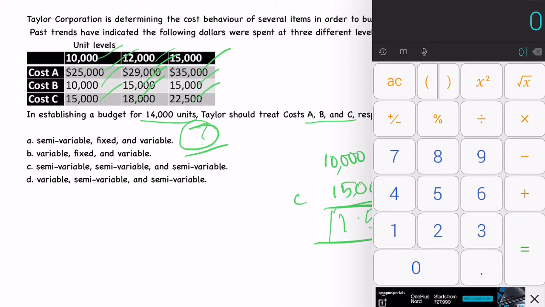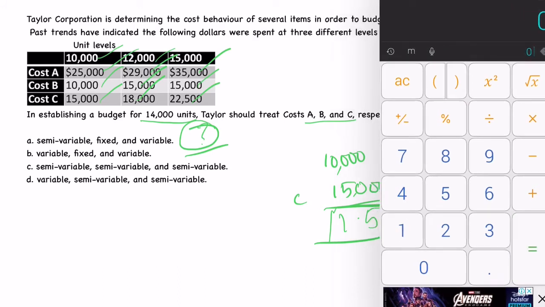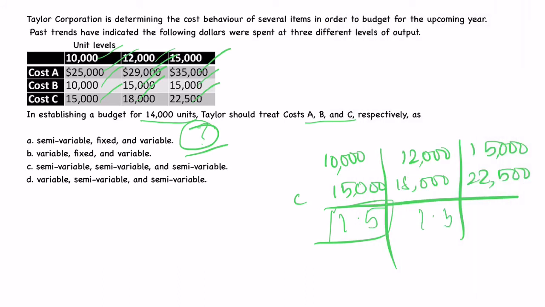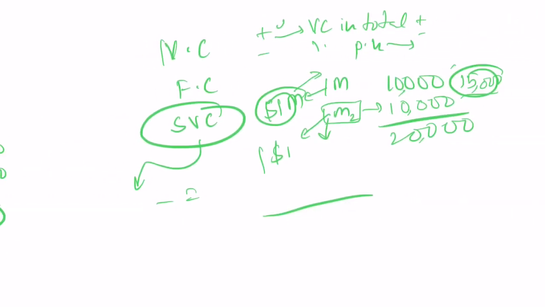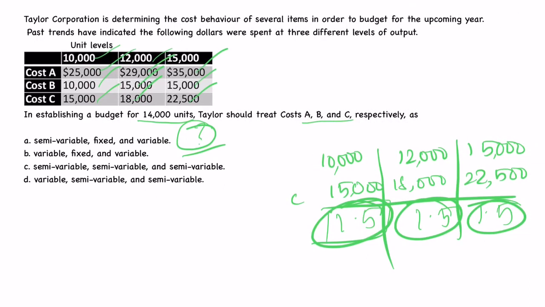22,500 divided by 15,000. That is again 1.5. So all are 1.5. What did I tell here? Variable cost per unit is going to be the same. Is it the same? Yes. So cost C is a variable. I got this. So I am going to eliminate 2 options where cost C is semi-variable. That's why option C and option D are going to be eliminated now.